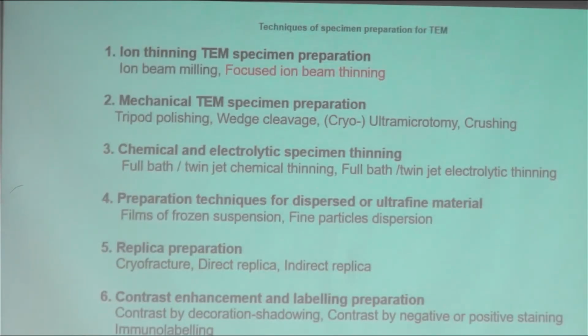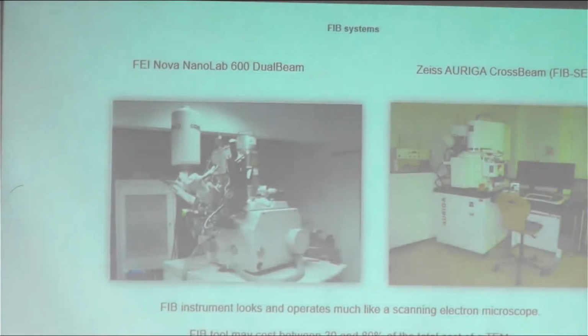So now let me go to focused ion beam thinning. This is a very famous method used nowadays, but it's a very expensive method. It's not like an ion beam system. For ion beam milling you need a dimpler, also some stuff like diamond paste and a diamond saw system, and for focused ion beam milling you need special systems. They're called focused ion beam.